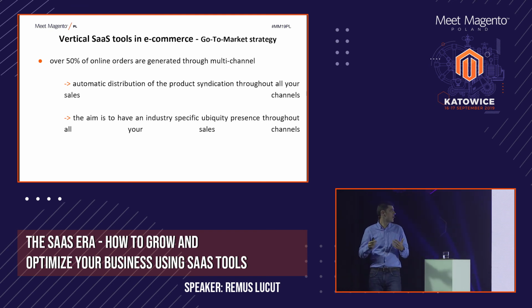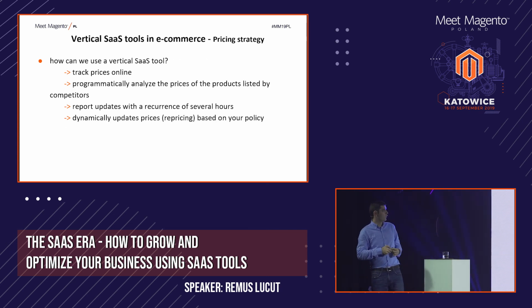And the aim is to have an industry-specific, let's say, ubiquity presence among the marketplaces that you would want to be present at. Because if you're in the fashion industry, you really want to be on those marketplaces that are focused on the fashion industry. And the more niche you are in following those marketplaces or product aggregators, the better results you can get. Well, let's see the pricing strategy. How could we use a vertical SaaS tool when defining our pricing strategy?